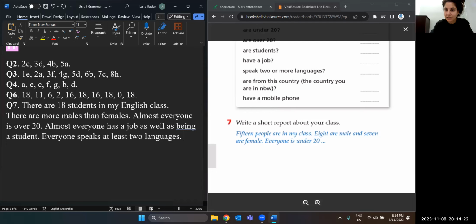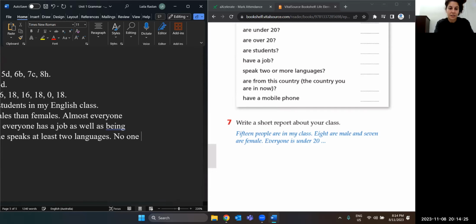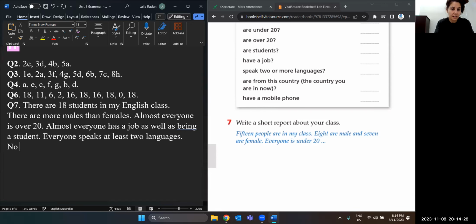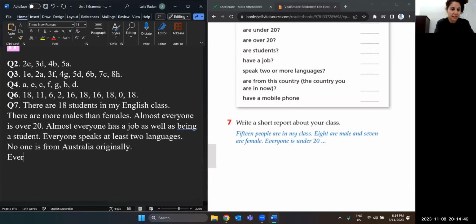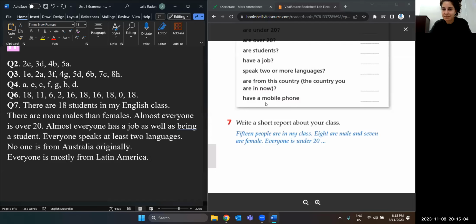Okay, and are from this country, no one. So I could say no one is from Australia originally. So that's another nice word. No one is from Australia originally. Or you could say a sentence like, everyone is mostly from Latin America. So maybe I could do that sentence if I wanted. Because remember, not everyone, but everyone is mostly from Latin America. Remember to capitalize because it's the name of a place. Okay, and everyone has a mobile phone.